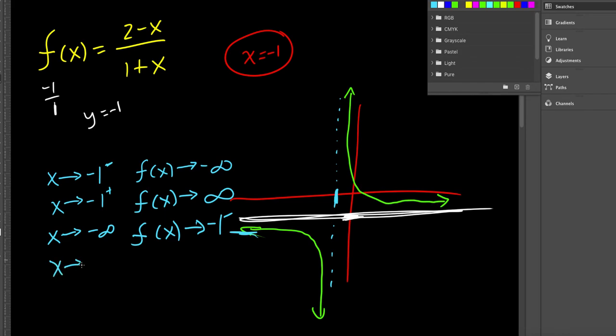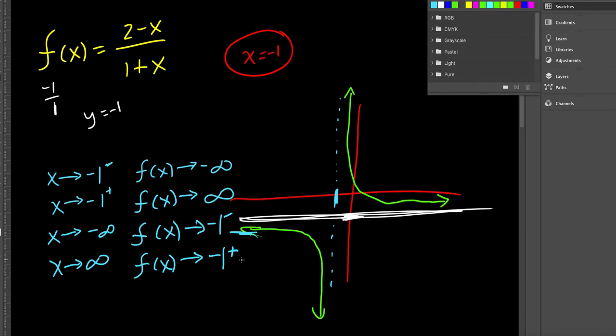Okay, now x approaches positive infinity, so now we're talking about this piece. What does f of x do? Well, f of x approaches this asymptote, which is at -1, but it's on top of it, and so it's approaching from the positive side.